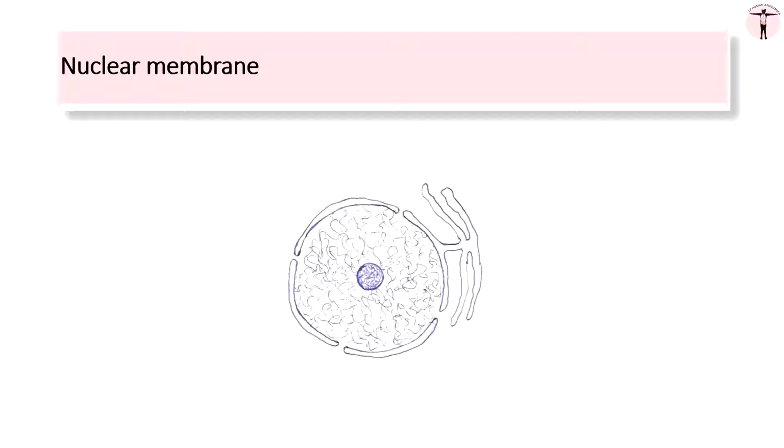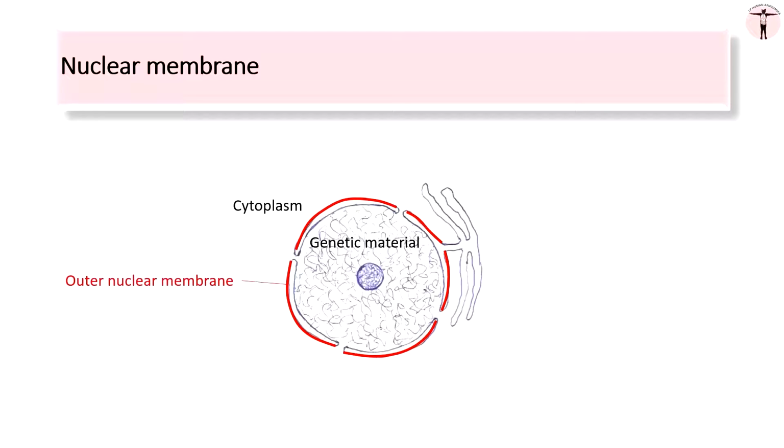The nuclear envelope, otherwise known as the nuclear membrane, covers the nucleus. It separates the cell's genetic material from the surrounding cytoplasm, serving as a barrier to prevent macromolecules from diffusing freely between the nucleoplasm and the cytoplasm. It consists of two unit membranes, the outer nuclear membrane and the inner nuclear membrane, separated by a narrow perinuclear cistern or space which is about 10 to 50 nanometers.